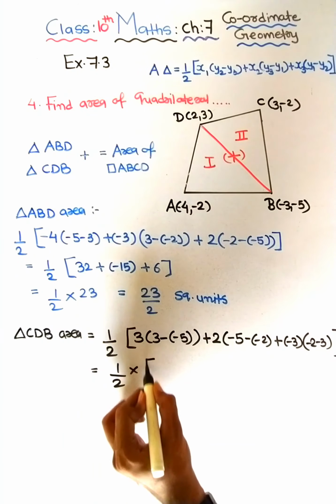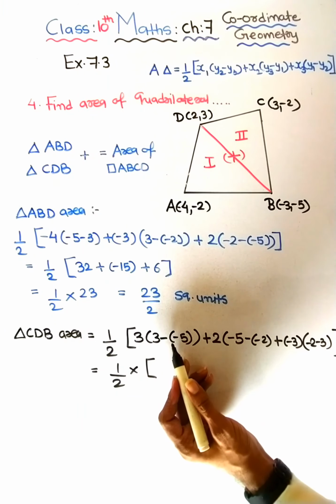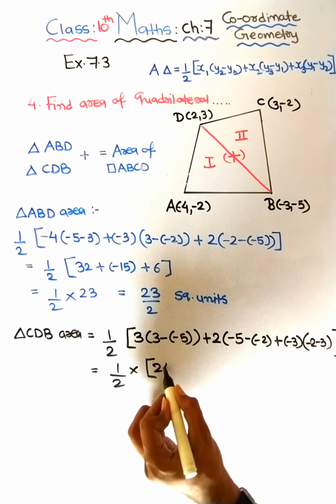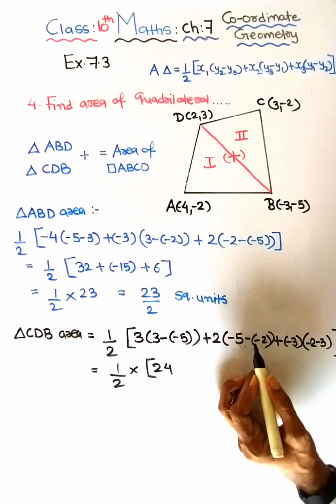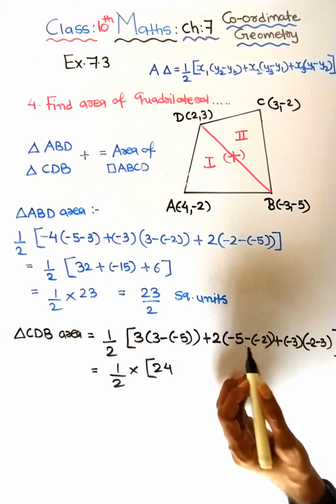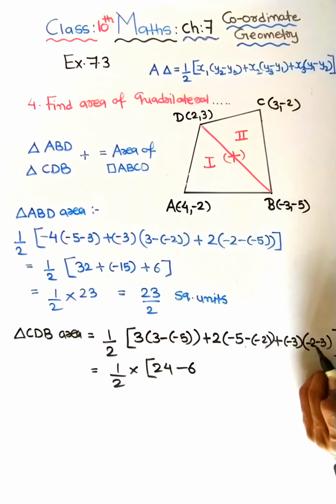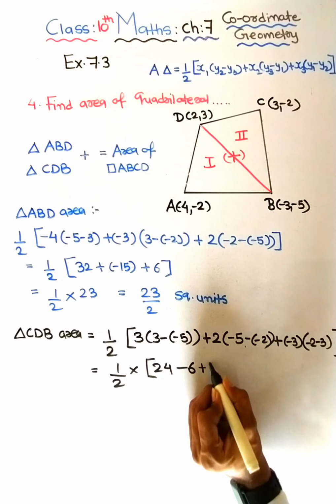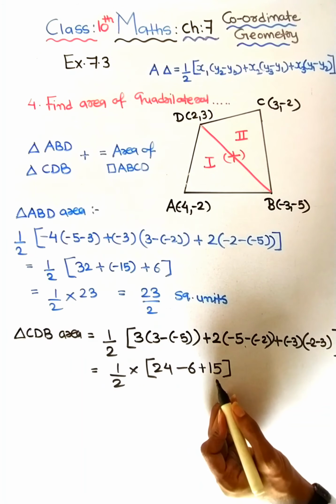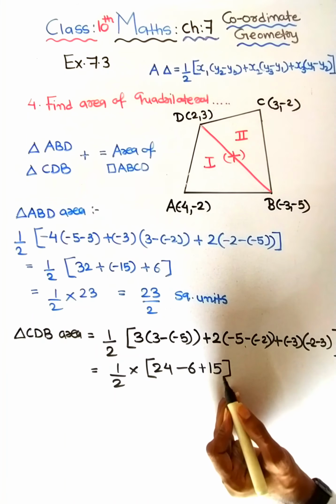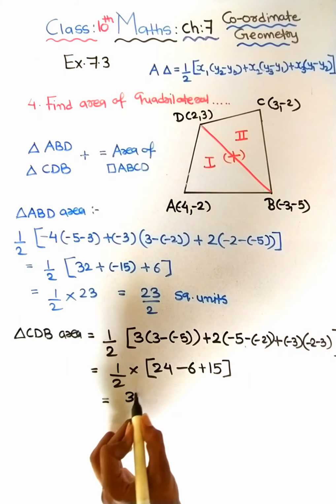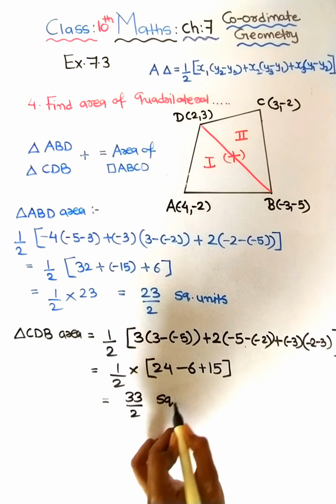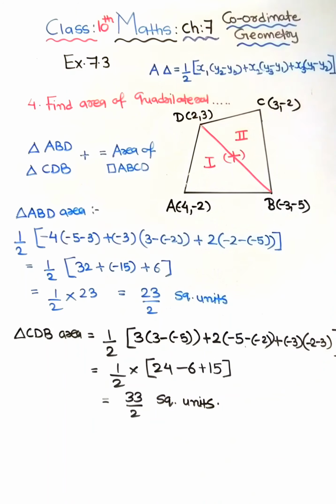1 by 2 into the bracket. Now 3 minus (-5) is plus 8. 8 3s are 24. Then -5 minus (-2) is -5 plus 2, that is -3. -3 into 2 is -6. -2 minus 3 is -5, and -5 into -3 is plus 15. 24 plus 15 is 39. 39 minus 6 is 33. And 33 by 2 will be our answer. So 33 by 2 square units.